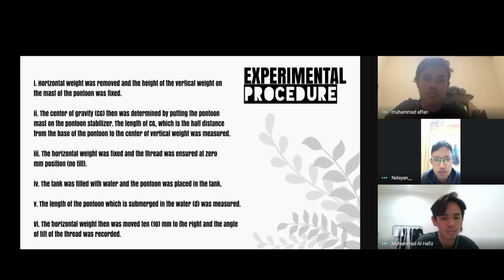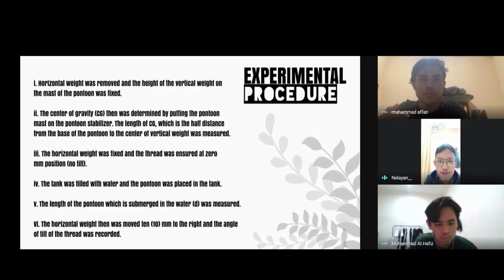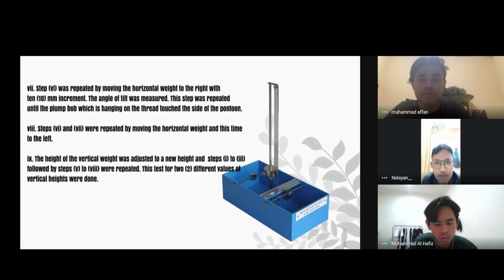Number 4. The tank was filled with water and the pontoon was placed in the tank. Number 5. The length of the pontoon which is submerged in the water was measured. Next, the horizontal weight then was moved 10 millimeter to the right, and then the angle of the tilt of the thread was recorded. Next, step number 6 was repeated by moving the horizontal weight to the right with 10 millimeter increment. The angle of tilt was measured, and this step was repeated until the plumb bob, which is hanging, touched the side of the pontoon.